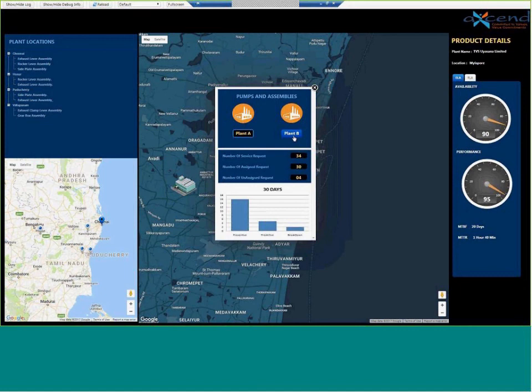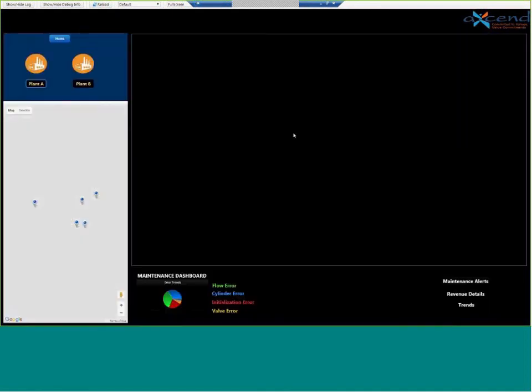the parameters that we are monitoring on this plant. So this tells me how many service requests have come out of this plant, how many have been assigned, how many have been unassigned, how many of them are preventive in nature, and how many of them are going to be predictive in nature in the next 30 days. That kind of high-level information is available for the maintenance department. So I'm going to choose my plant.